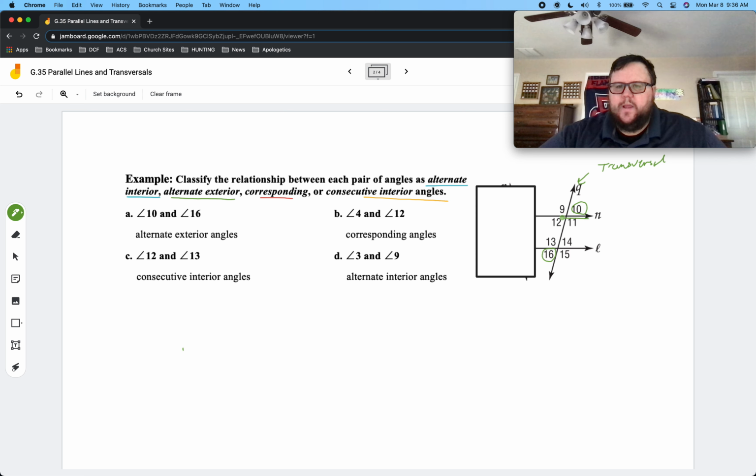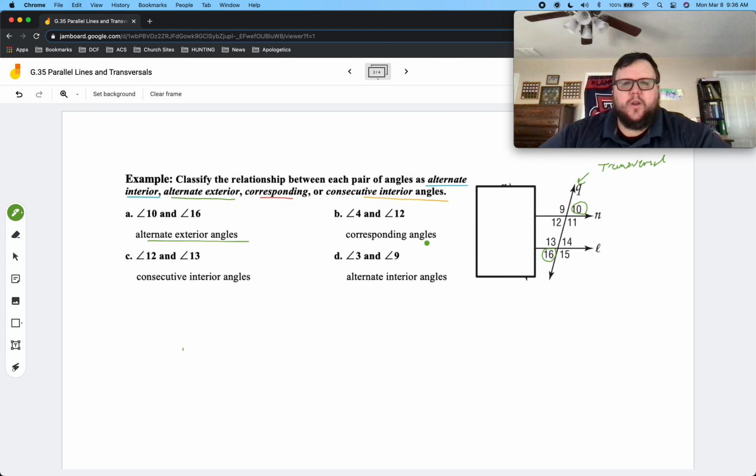But remember, we look at this area here, angles 12, 11, 13, and 14. They are called interior angles. So these are exterior because they're outside those lines. So what do we have? Alternate sides, exterior angles. So alternate exterior angles.